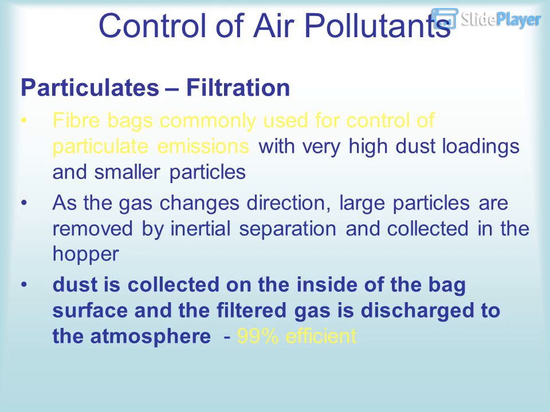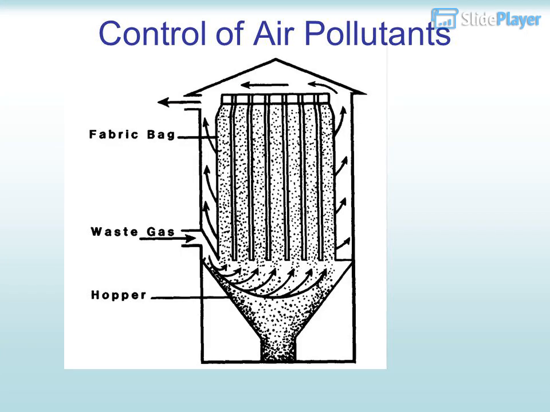Control of air pollutants. Particulates, filtration. Fiber bags are commonly used for control of particulate emissions with very high dust loadings and smaller particles. As the gas changes direction, large particles are removed by inertial separation and collected in the hopper. Dust is collected on the inside of the bag surface and the filtered gas is discharged to the atmosphere. 99% efficient.